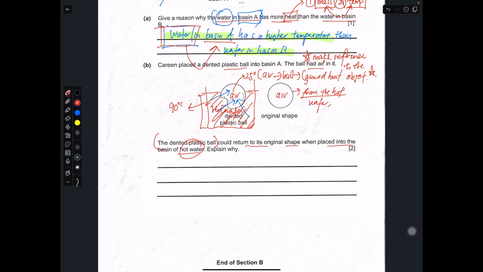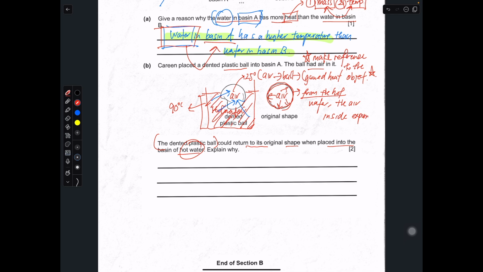And when you gain heat from the hot water, the air inside. Do you realize this part? The air actually expanded, causing the ball to return back to its original shape because the volume increased back. So the air inside expanded. The key portion is these two parts over here: the gain heat from where, and the air inside the ball. It's not the ball, it's rather the air inside the ball. It must be stated. Expanded.